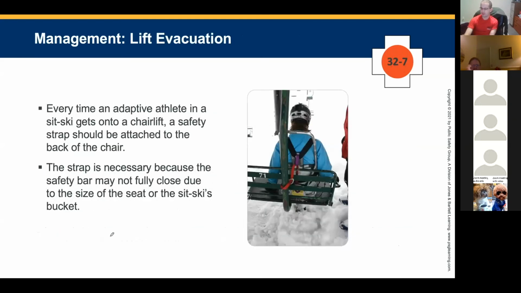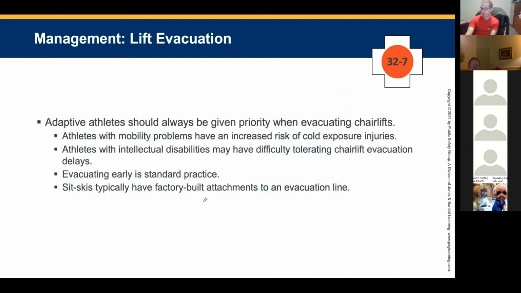For lift evacuation, this can be a problem trying to get an individual off of the chairlift if they are disabled. Every time an adaptive athlete in a sit ski gets on a chairlift, a safety strap should be attached to the back of the chair. The strap is necessary because the safety bar may not fully close due to the size of the sit ski or the sit ski's bucket. Adaptive athletes should always be given priority when evacuating patients or evacuating chairlifts.